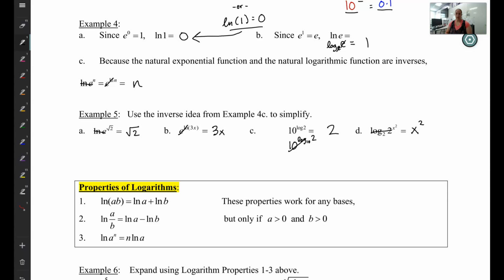So that is everything with this changing back and forth and using those inverses. In the next video, we'll talk about properties of logarithms.